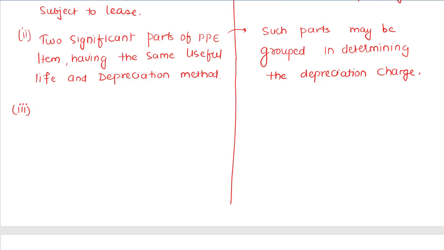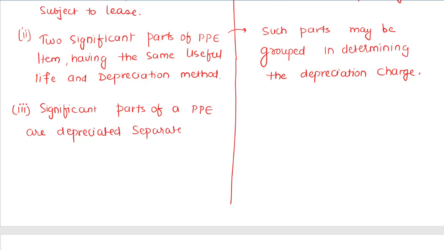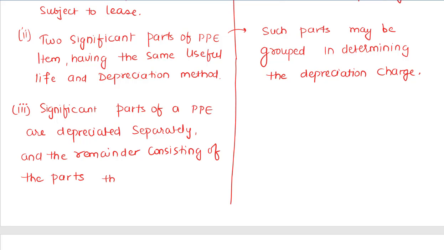Please take a note of point number 3. Significant parts of a PPE are depreciated separately, and the remainder consisting of the parts that are individually not significant. They have individual significance also.